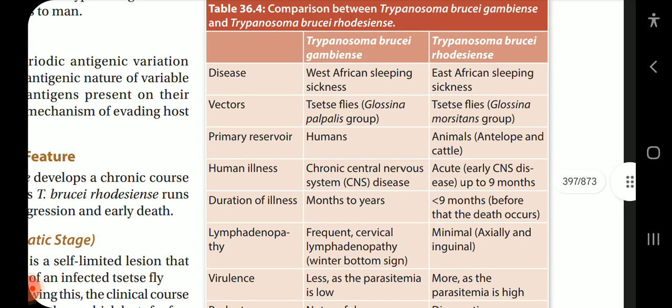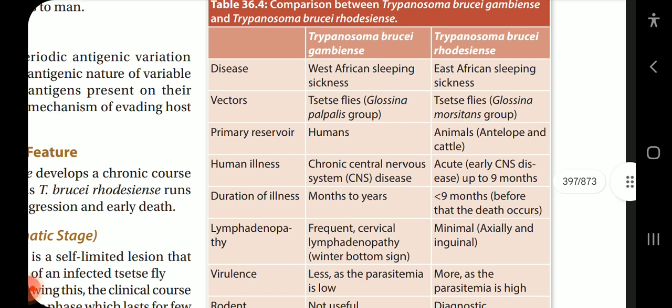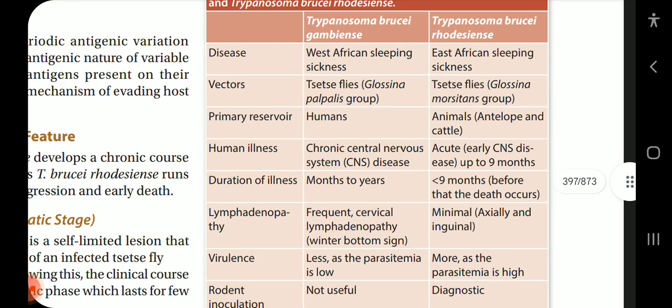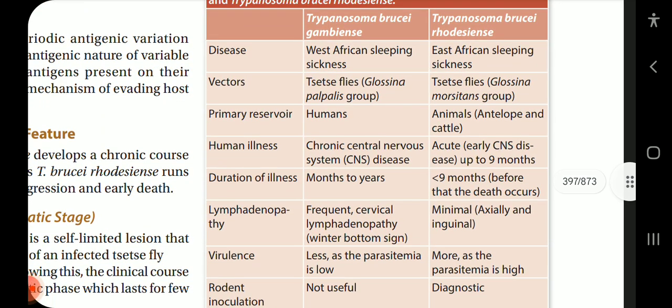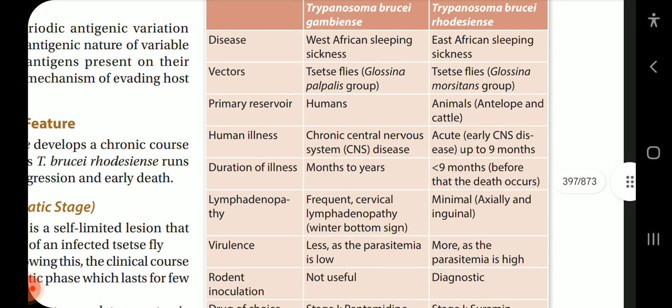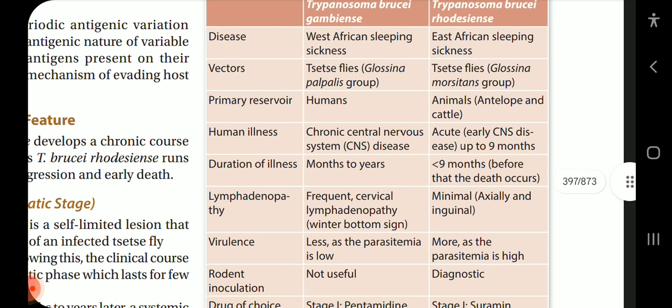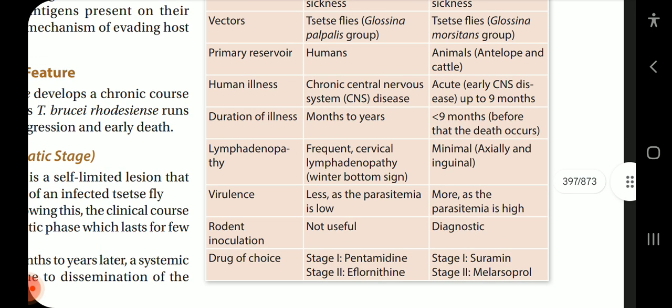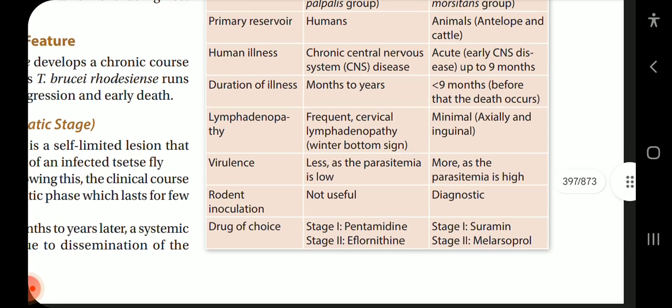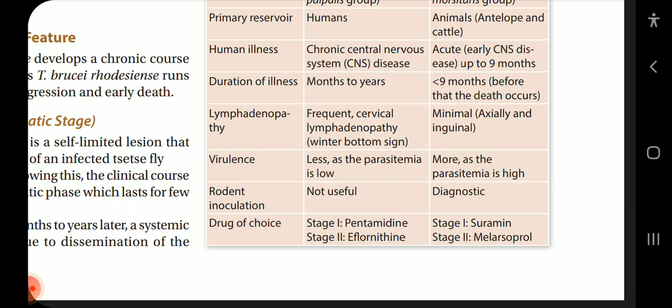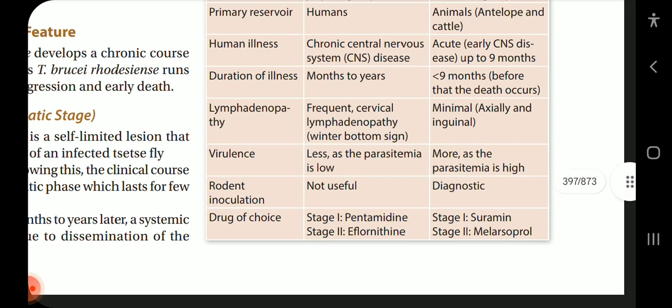Now for Trypanosoma brucei rhodesiense, which causes East African sleeping sickness, the vectors are tsetse flies, Glossina morsitans group. Primary reservoirs are animals like antelopes and cattle. Human illness is an acute early CNS disease. Duration of illness is less than 9 months; before that, death occurs. Lymphadenopathy is minimal, axillary and inguinal. Virulence is more as the parasitemia is high, and rodent inoculation is diagnostic, while the drug of choice for stage 1 is suramin, for stage 2 is melarsoprol.